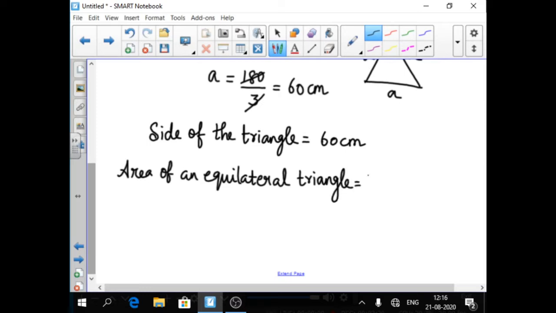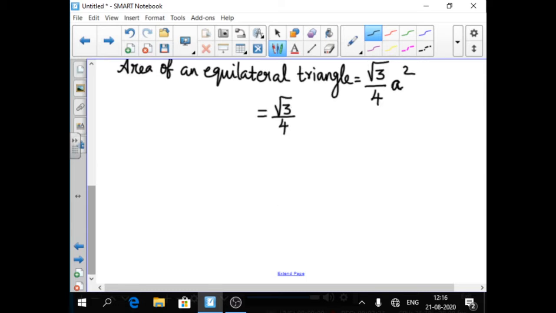is equal to, already we know that the formula is root 3 by 4 a square. Here a is equal to the side of the triangle. Okay. So you have to apply the value for a. Root 3 by 4. Here what is the value of a? 60. So a square means you can write it as 60 into 60. So now we are going to cancel. 4 times 15, 60. So you get cancelled. So what do you get remaining? Root 3 into 15 into 60.